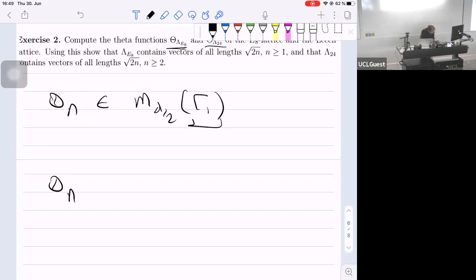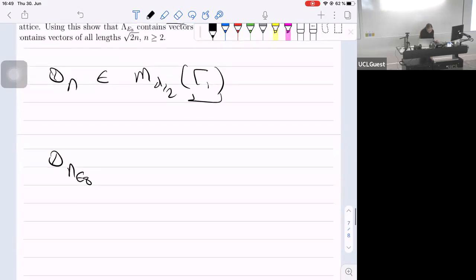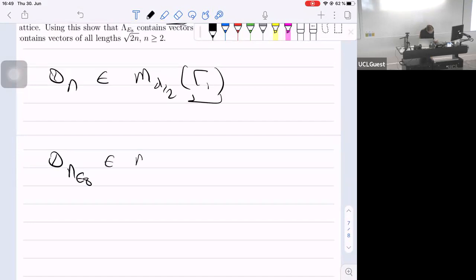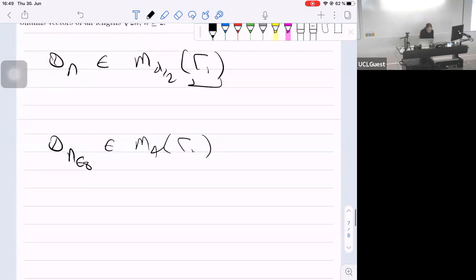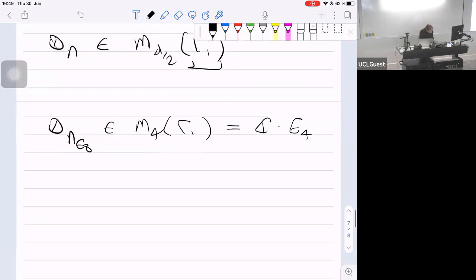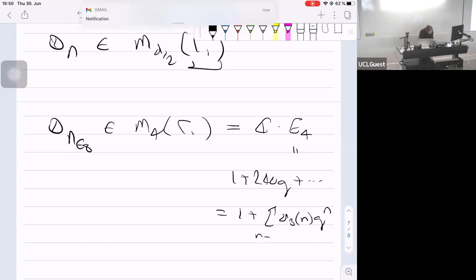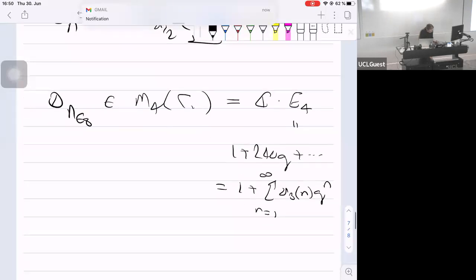So this is going to tell us that the theta function for the E8 lattice should be modular of weight 4 for gamma 1. And we know this space is just multiples of the weight 4 Eisenstein series E4, which has a q expansion that starts 1 plus 240q plus and so on, equal to 1 plus 240 times the sum over n from 1 to infinity of the sum of the cubes of the divisors of n, times q to the n.